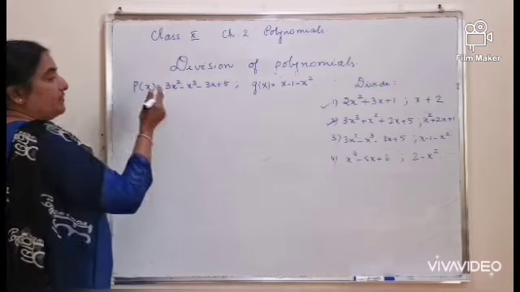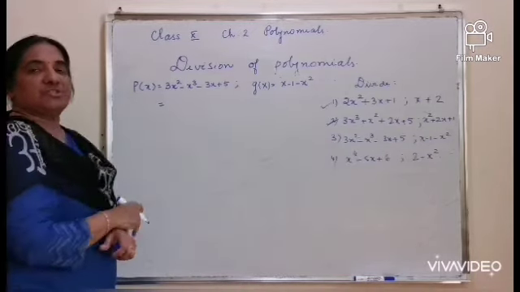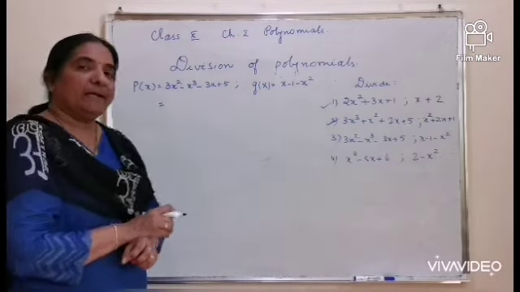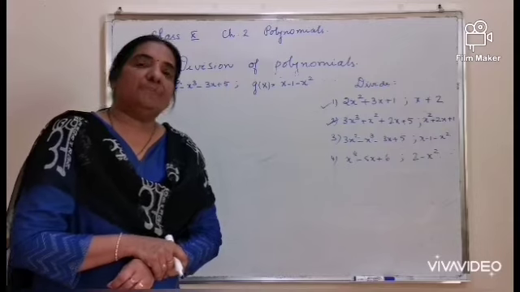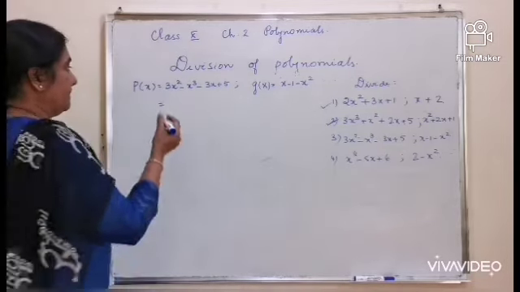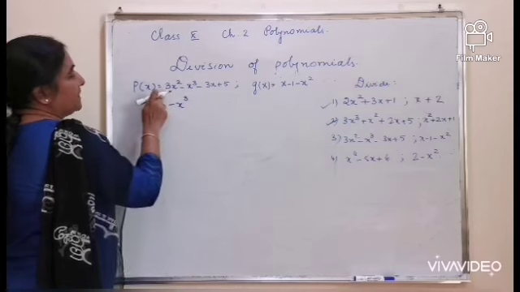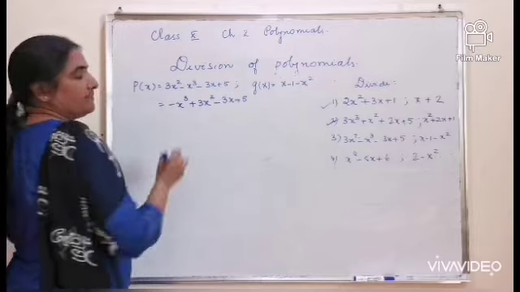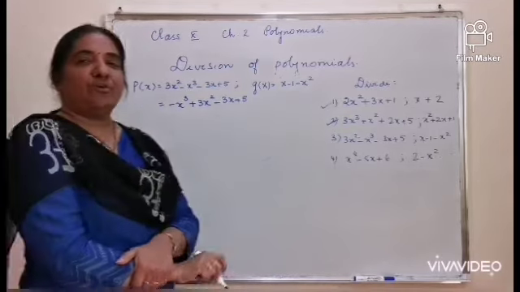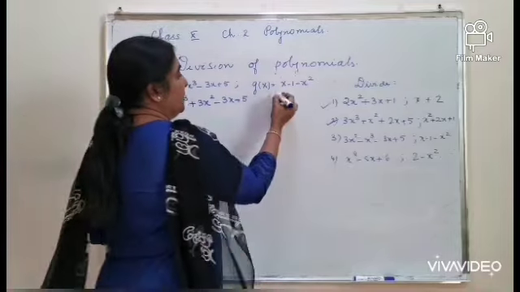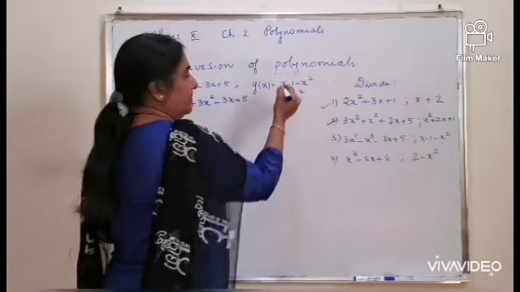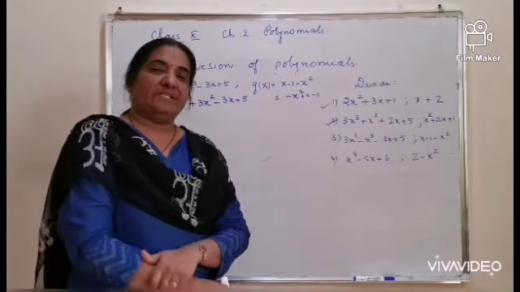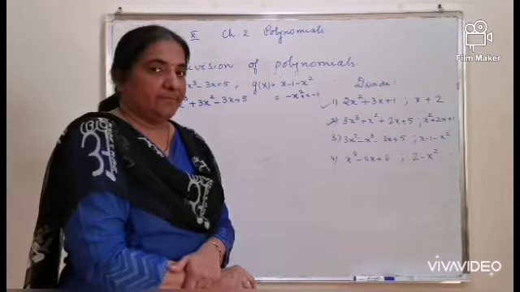As I have told you, the first concept is to rearrange the terms so that the polynomial is in the standard form. But each term should be placed with its sign. Minus x cube plus 3x square minus 3x plus 5, that is the rearranged form of the polynomial. Here it is minus x square plus x minus 1. So the first step of arranging the polynomials in the standard form is done.